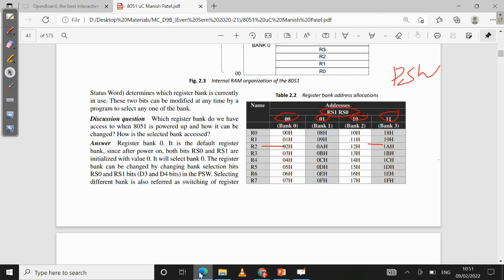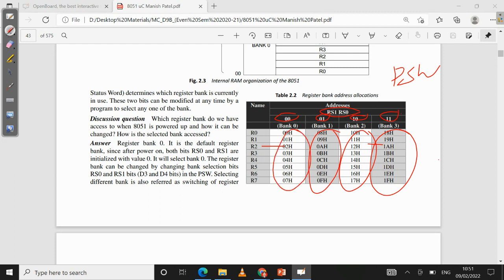Yes, so I was talking about these addresses. The bit addresses of every register for bank 3 are written here, for bank 2 here, for bank 1 here, and for bank 0 here. For example, if I'm taking register R4, for bank 0 the bit address is 04H.